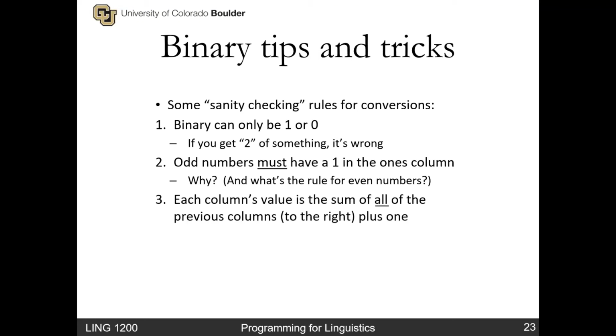And then lastly, each column's value is the sum of all of the previous columns to the right, plus 1. So think about that. In decimal, what column comes after 999? Once we add 1 to that, so once we add up the maximum of that column's value, we're going to switch to the next column, which is 1,000. So that's 999 plus 1.